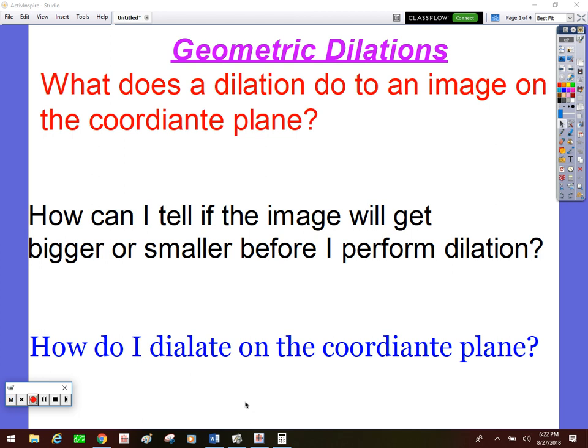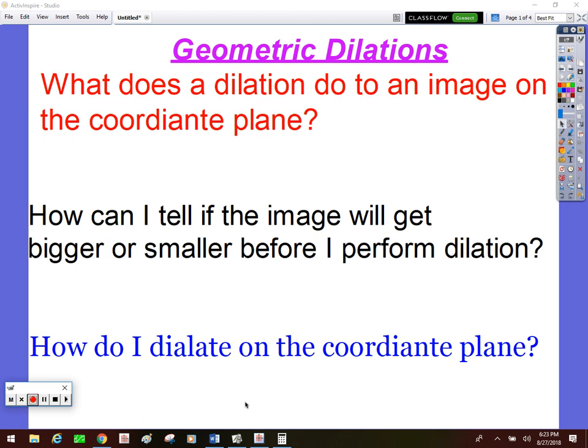When we translated anything, it was just slid over. The shape was the same size. It just changed location. A rotation changed only the direction and the location. The size was still the same. And with a reflection, all it changed was direction and location as well. All right, so we're going to look at dilations today.